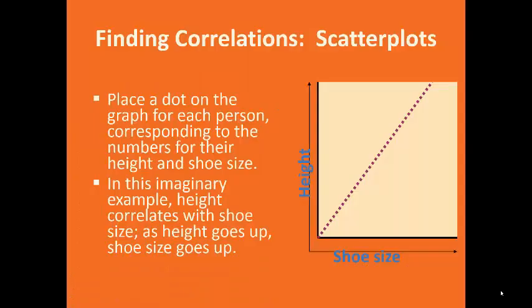So one way to visually depict correlations is using scatter plots. You probably did this in high school where you have your X and your Y axis. So if we plot shoe size and height, shoe size on your X axis, height on your Y axis, here we see a very strong positive correlation between the two, which just logically makes sense. As people's shoe size increases, so does their height.